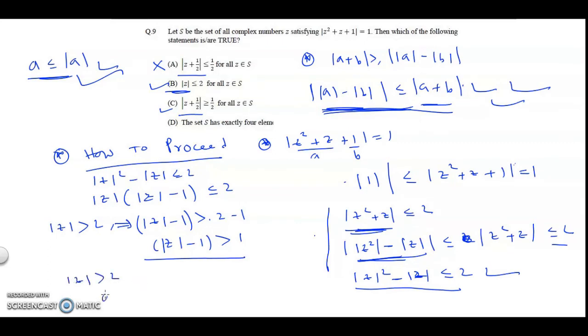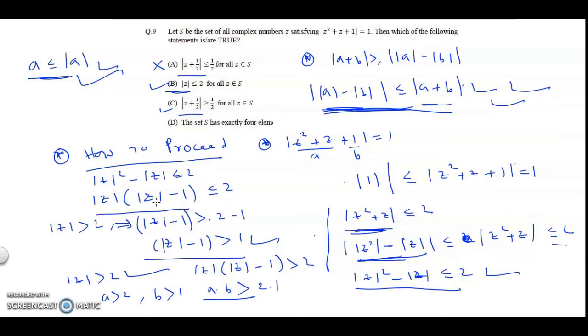Now suppose any a is greater than 2 and any b is strictly greater than 1, so what will be their product? Because both are positive, a times b must be greater than 2 into 1. So from this one and this one, we have modulus of z into modulus of z minus 1 is strictly greater than 2. But we have this one, that modulus of z into modulus of z minus 1 is less than or equal to 2. So hence this statement is false.